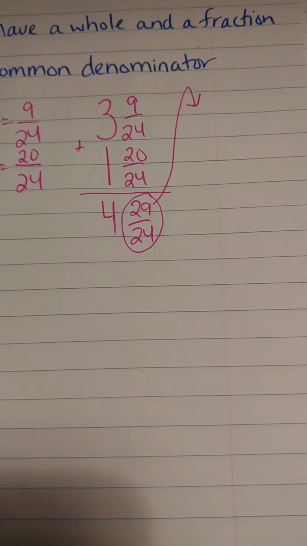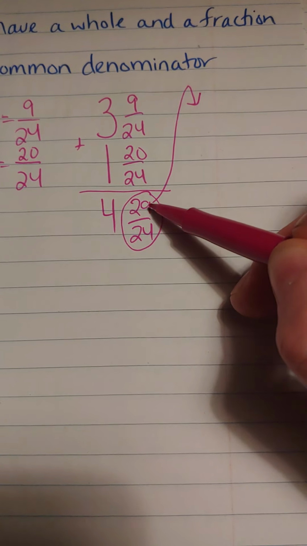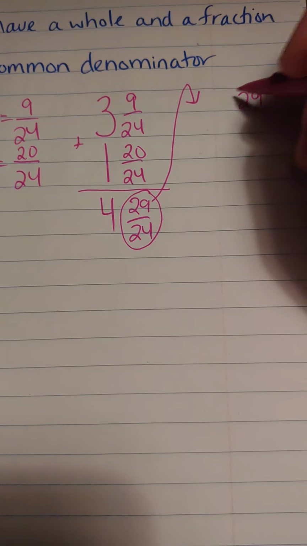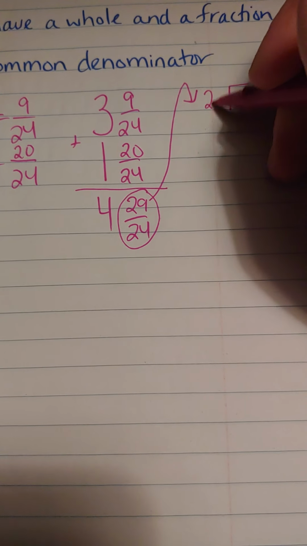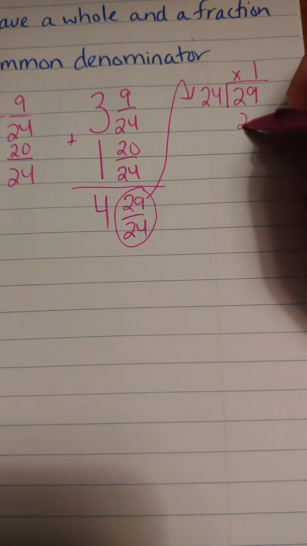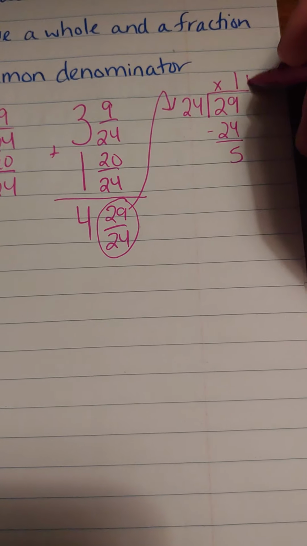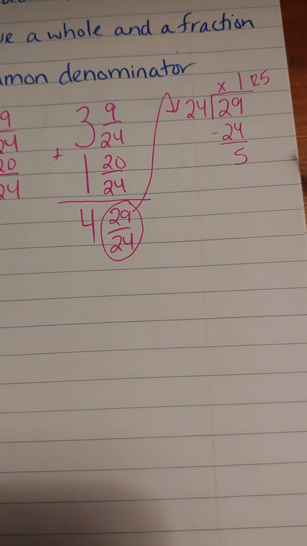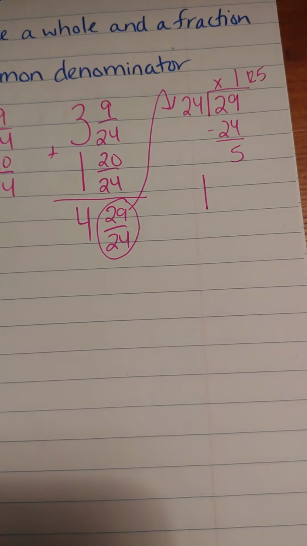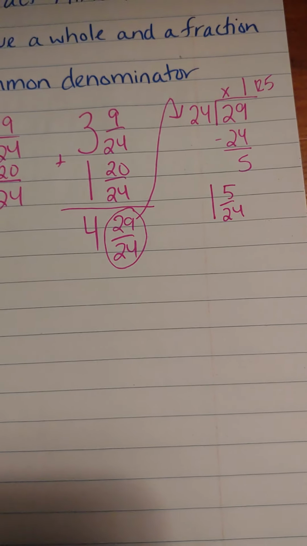What we're going to do is reduce it. If you remember, this line right here means divided by. So this really means 29 divided by 24. Let's go ahead and divide that out. We know that 24 goes into 29 once, which gives you 24. When I subtract, I get 5. 5 is less than 24, that's good. That's my remainder. So now I can rewrite this as 1, it went in one whole time, with 5 left over out of 24.